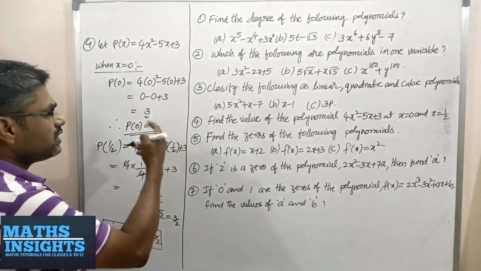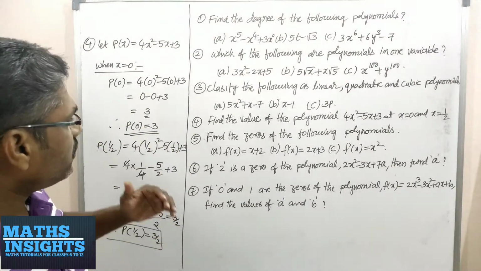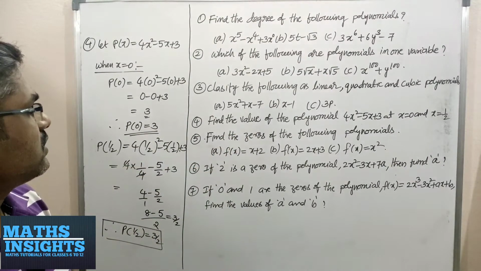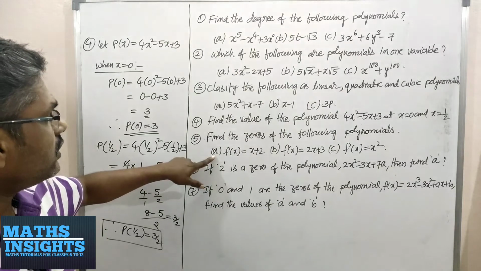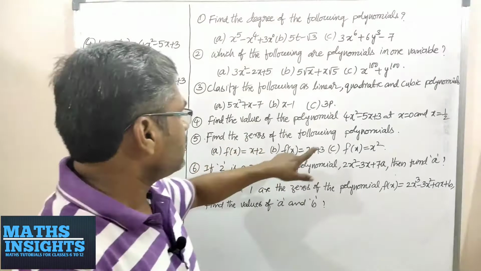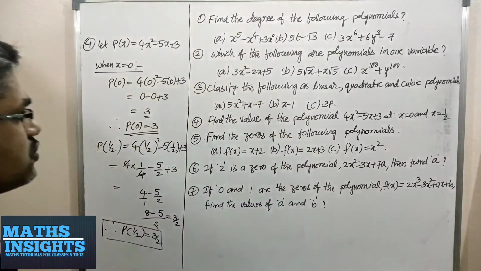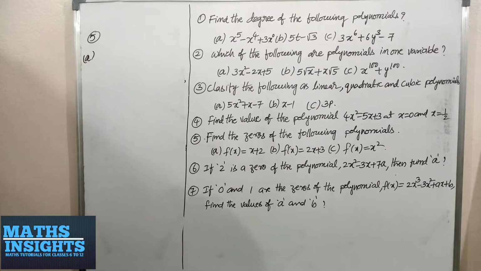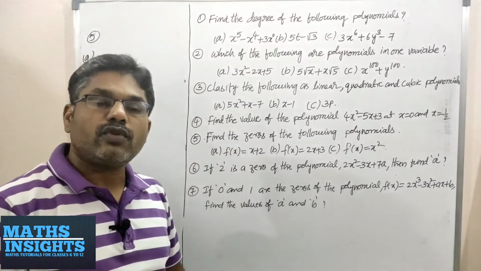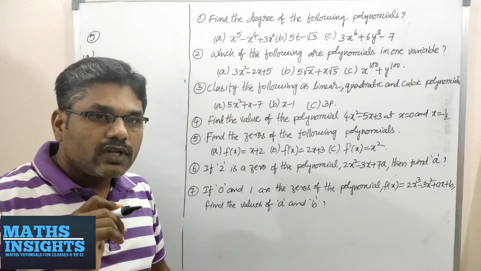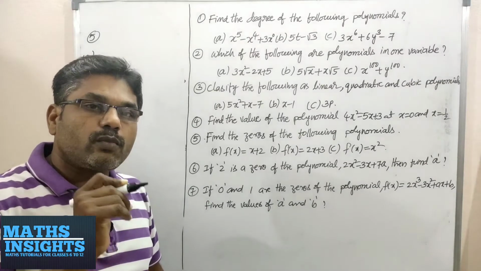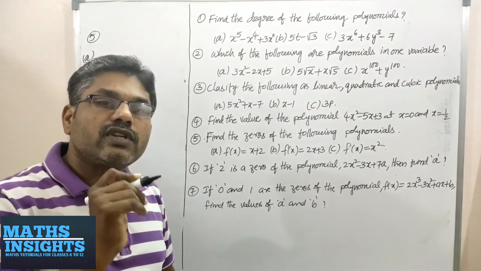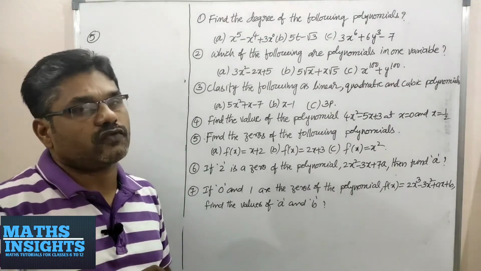Next, coming to the fifth question. What does the fifth question say? Find the zeros of the polynomials. They have given 3 polynomials, a, b, c. So we will find the zeros of those polynomials. In fifth, you are going to solve a. You know what is zero of a polynomial? Zero of a polynomial is if you put a particular value for the variable involved in it, then you should get 0. Then that is called zero of the polynomial.